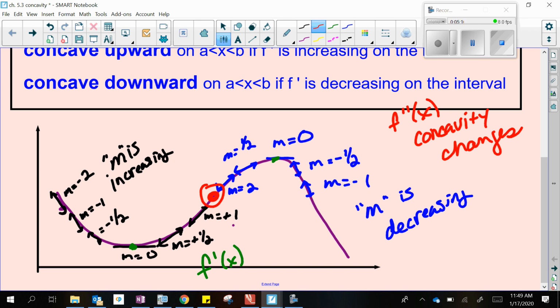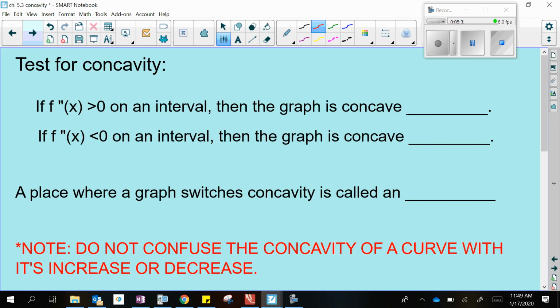So the first derivative we could use to find out whether the function was increasing or decreasing. With the second derivative, we talk about whether the first derivative is increasing or decreasing. Okay, and I promise we don't go any farther than that. We don't go into the third derivative. So let's talk about concavity for just a second. So the test we're going to do is if the second derivative is greater than 0, which again is just another way of saying positive, on an interval, then the graph is concave up.